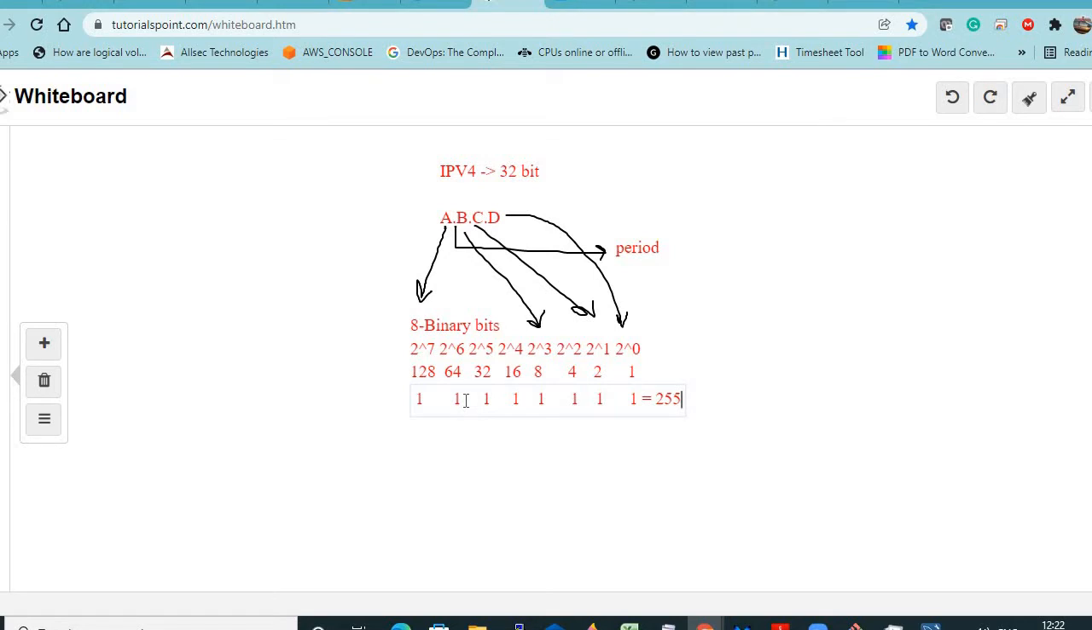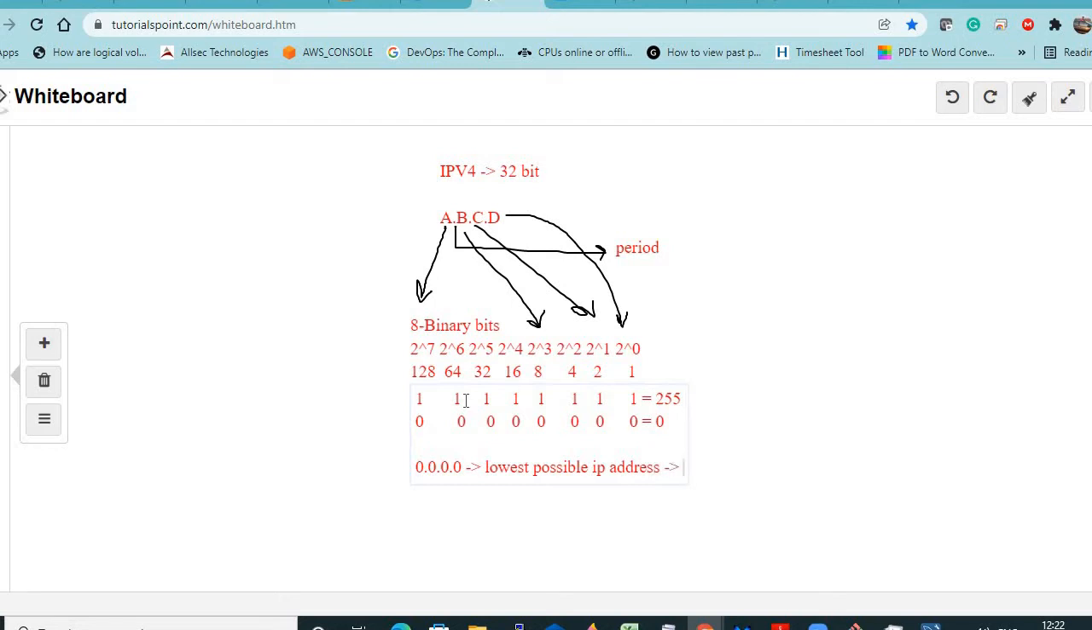Okay, now similarly, what is another possibility? All the values can be 0. Obviously, no need to calculate. You can straight away write. So that means for any IP address, the lowest possible value is 0.0.0.0. This is the lowest possible IP address.